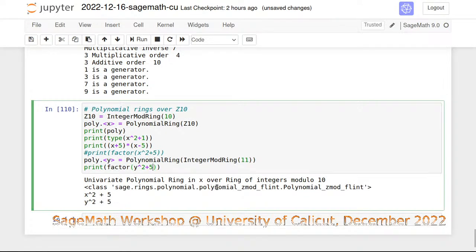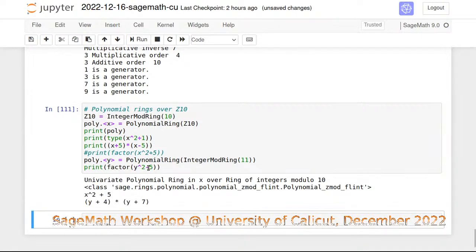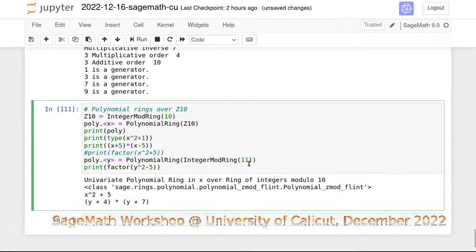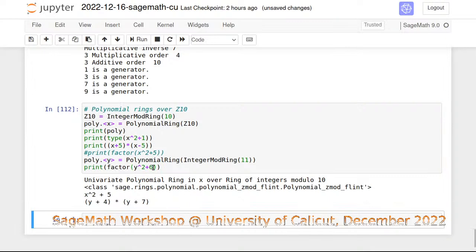Y square plus 5, there is no factorization, but why is it like that? Y square minus 5 it's doing. Y square plus 5 it's not doing. Y square plus 5 is what? Probably it's not factorizable there. It's irreducible. Y square plus 5, I don't know. Y square minus 5 is nothing but y square plus 11, right? Y square plus 6. Yes, that's there.